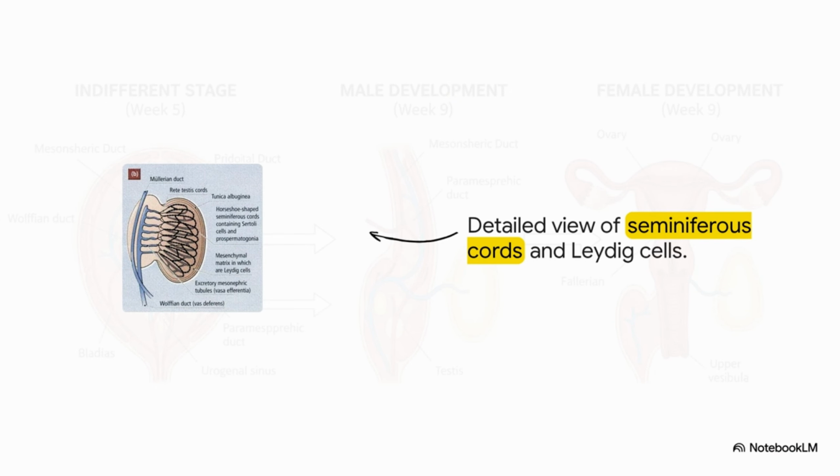Inside those horseshoe-shaped seminiferous cords, you've got two main players. You have the prospermatogonia. Those are from the migrating germ cells we tracked earlier, and you have the Sertoli cells, which, remember, came from the surface epithelium. Now look outside the cords. Floating out there in the mesenchymal matrix, you'll spot the Leydig cells. These guys are derived straight from the original mesenchyme of the gonadal ridge.